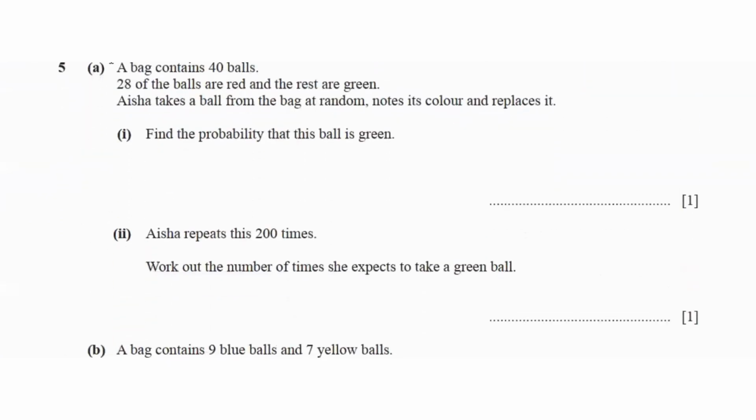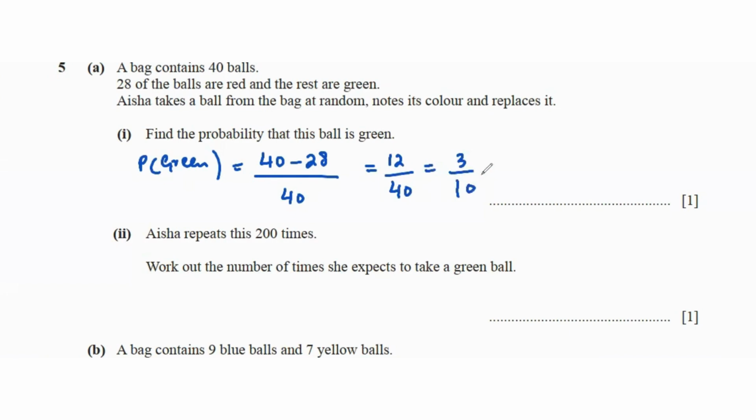A bag contains 40 balls, 28 of the balls are red and the rest are green. Aisha takes a ball from the bag at random, notes its color and replaces it. Find the probability that this ball is green. So the probability of the ball being green is going to be 40 minus 28 over 40, which is going to equal 12 over 40, which is 3 over 10.